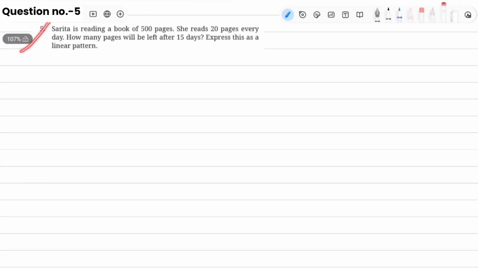So let's move on to the fifth question. The fifth question says Sarita is reading a book of 500 pages. She reads 20 pages every day. How many pages will be left after 15 days? Express this as a linear pattern. So it is given in the question that Sarita is reading a book which has 500 pages and she reads 20 pages every day. And then it's asked in the question how many pages will be left after 15 days and then express this as a linear pattern.